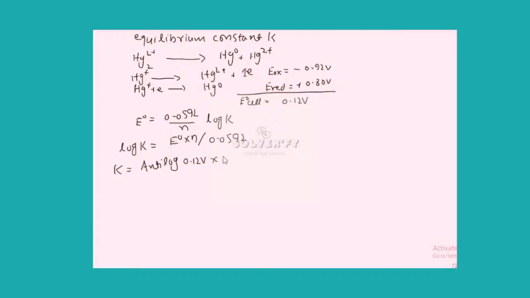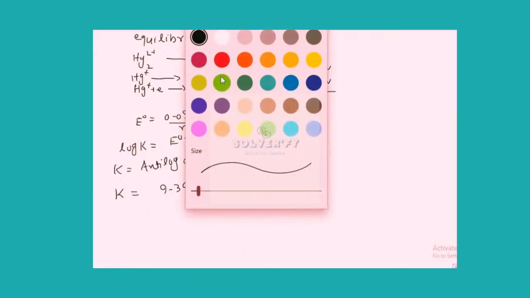n is the number of electrons lost and gained in the reaction, which is equal to 1, divided by 0.0592. So calculating the value and then taking the anti-log, we get that K is equal to 9.39 times 10 raised to the power minus 3, which is the required answer to the question.